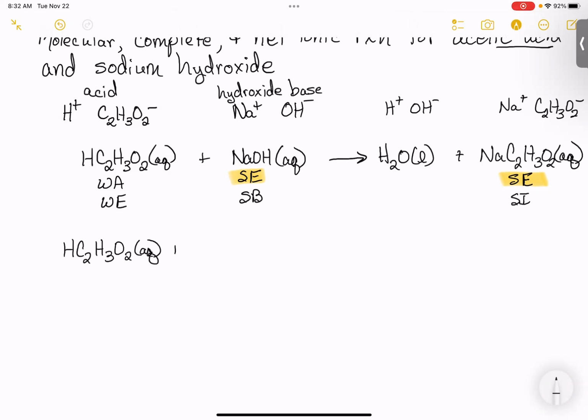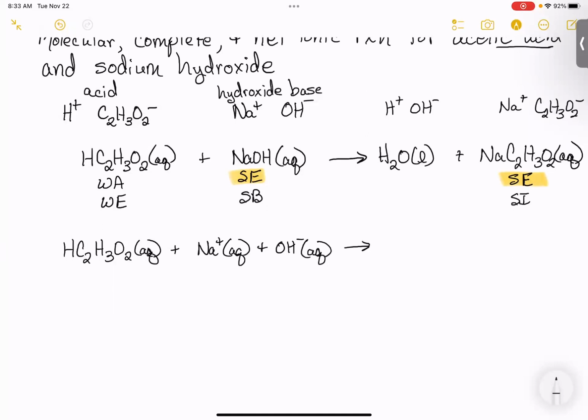Because we only break apart the strong electrolytes. We do not break apart weak electrolytes. We only break apart strong. So the acetic acid is going to come straight down. The sodium hydroxide we're going to break apart into its ions of sodium ion and hydroxide ion. The ions will have the same state of matter as their parent compound.